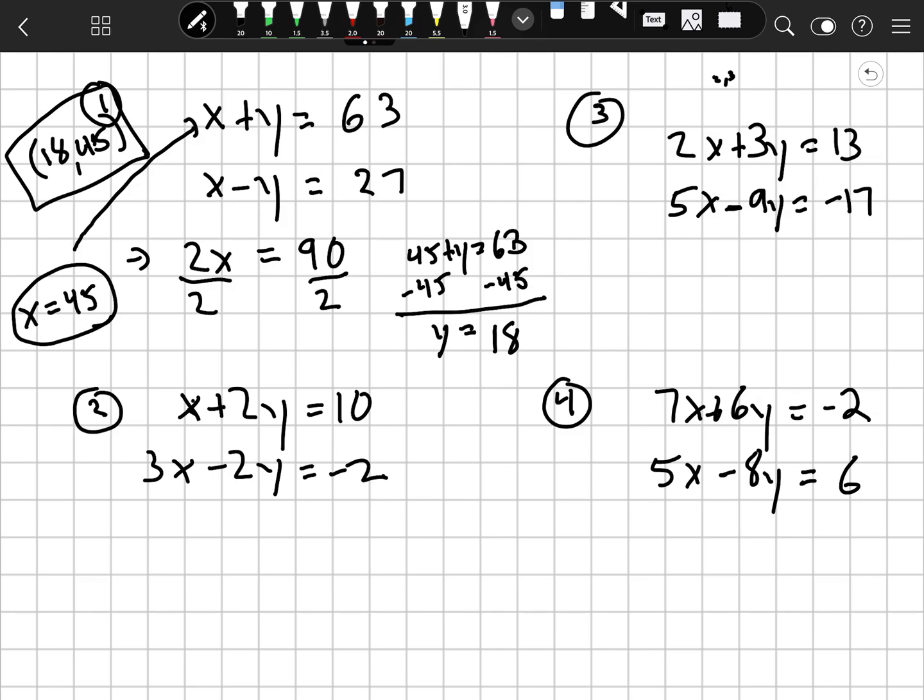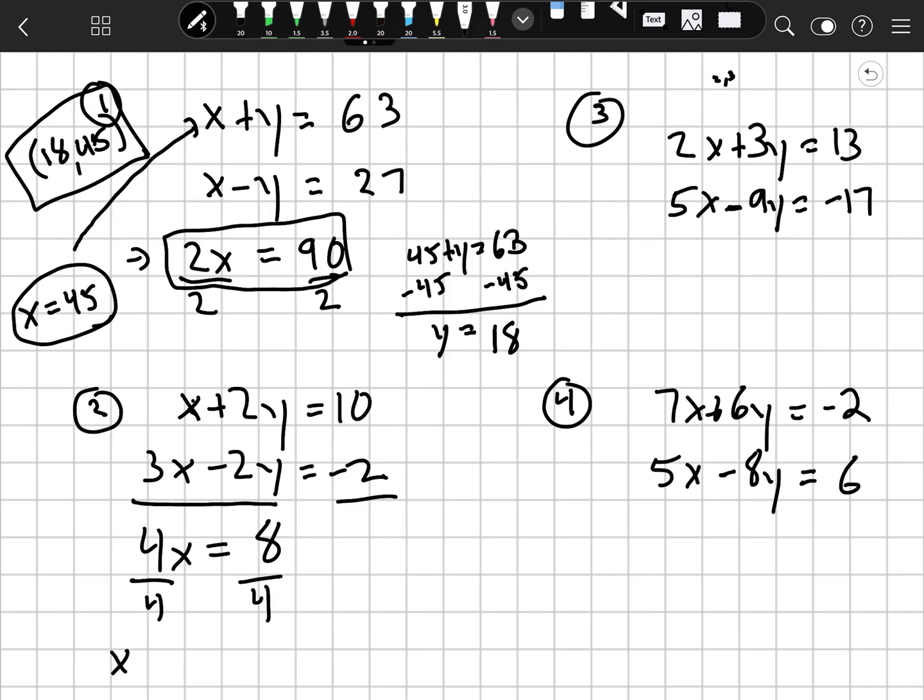To solve this, we used that idea of adding two equations together, and we came up with a third equation. It's also a solution to the system, and the third equation was much easier to solve because we only had one variable. So let's try the same thing with number 2. We're going to add, so we've got x plus 3x, and plus 2y minus 2y. We've got 4x now equals 8. And if we divide both sides by 4, x is going to be 2.